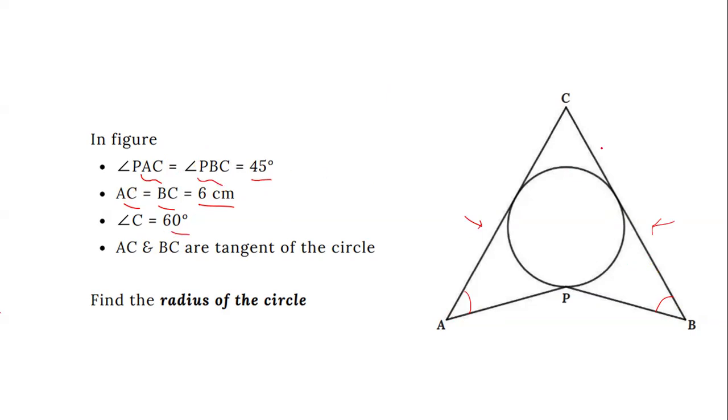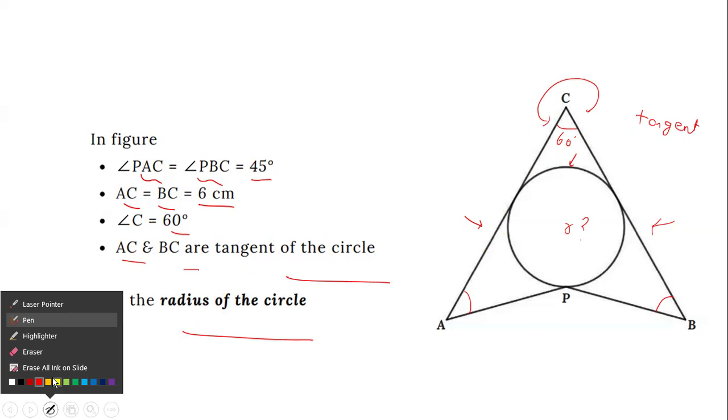Angle C is given as 60 degrees, so this angle is given as 60 degree. AC and BC are tangent to the circle, so these two are tangent to this circle. We can see that. So we have to find the radius of this circle. So what is the radius of this circle? So this is the problem. First you try to solve this, then see the solution. So let's start.